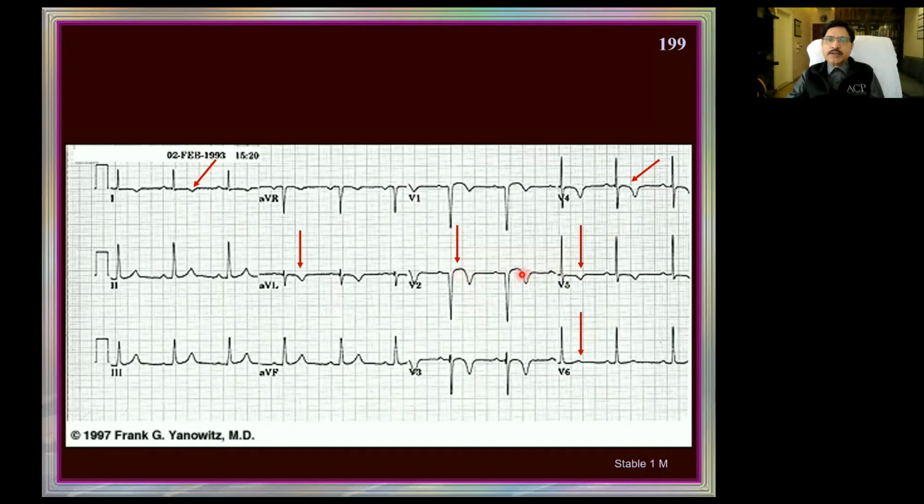So as we have seen the evolution, the first thing that appears is the hyperacute change. Then the ST segment will elevate. Then the ST segment comes down. Then the T slowly becomes inverted. Then the Qs appear. Then the Qs disappear, STs come to normal, and T wave inversions persist. So that is what we have seen here in this ECG also.